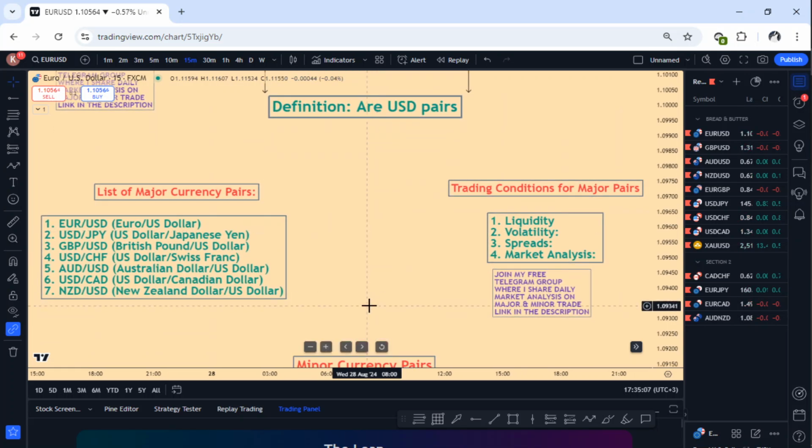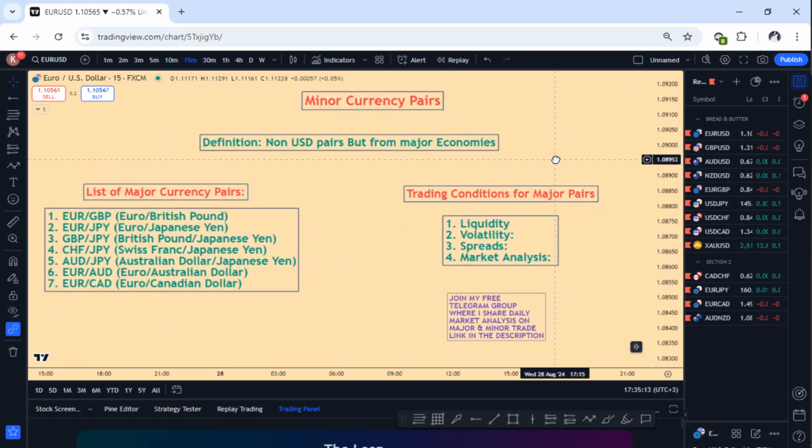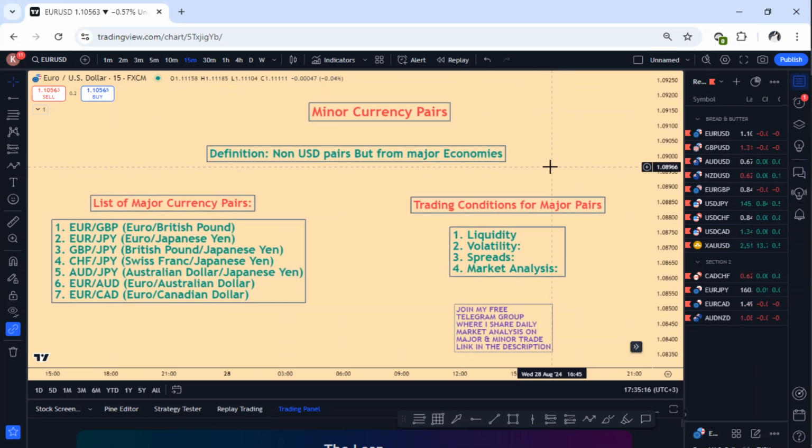Now let's check on minor currency pairs. By definition, minor currency pairs we also call cross currency pairs, and they consist majorly of currencies that do not include the US dollar. So they are non-US dollar pairs. These pairs are from big economies such as the Eurozone, yen, pound, and other major currencies trading against each other, and they are less liquid than major pairs but still offer significant trading opportunities.